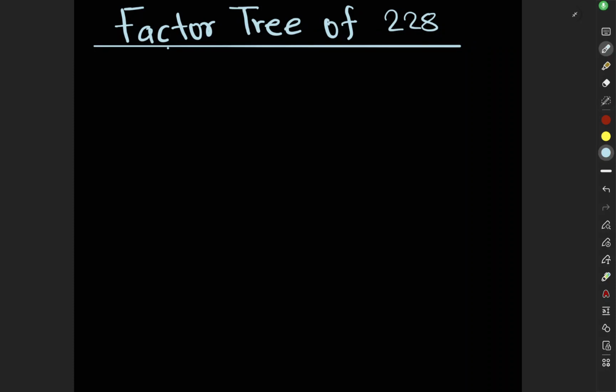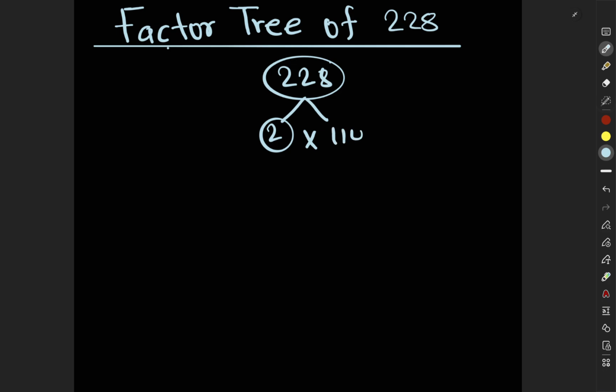Factor tree of 228. So 228 can be written as 2 times 114. 2 times 114 means 228. 114 can be written as 2 times 57. 2 times 57 means 114.